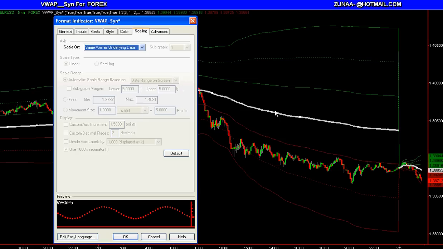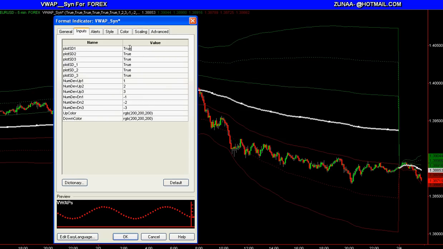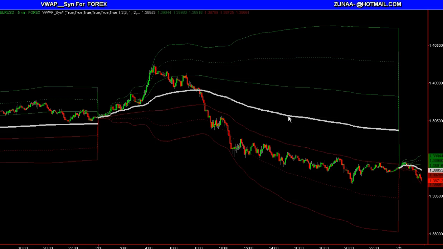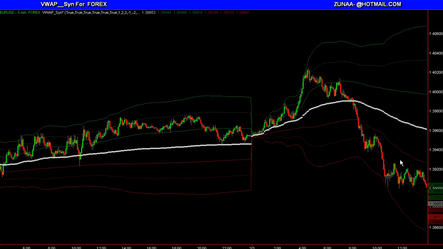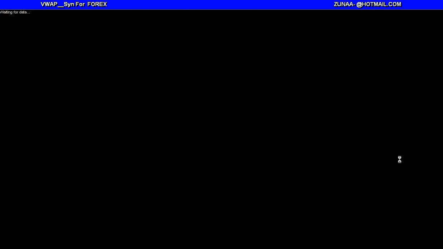Now, if you're not into using bands, just go to the input, and I have them all turned on. They're set to true. This is 1, 2, 3 bands above, and then 1, 2, 3 bands below. By turning all of this off, what you will have is just the volume weighted average price, and you won't have the bands. So it's a choice that each trader can make for themselves. Let's just take a look at a 15-minute chart.